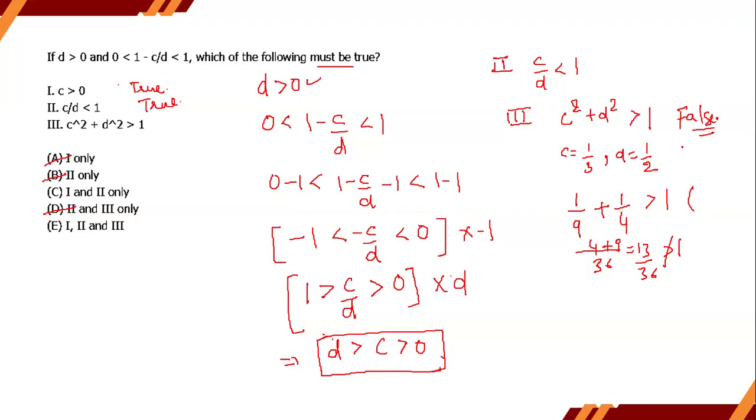This is not always true because it is not true for c is equal to 1 by 3 and d is equal to 1 by 2. So that means this is not always true. So this is false. All right. So with this, we can eliminate answer choice E also, right? And the answer to this question is C. So hope this is clear.